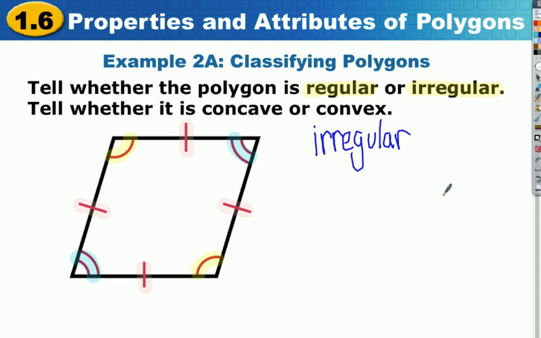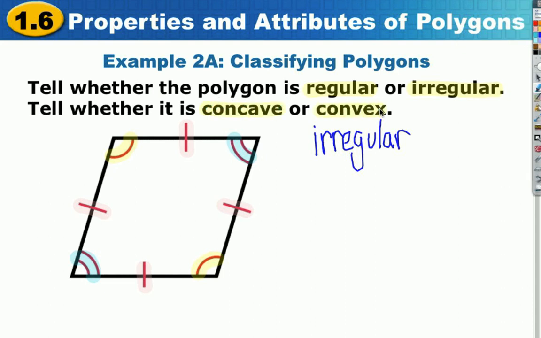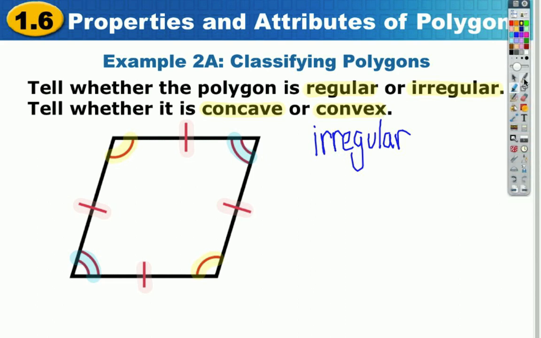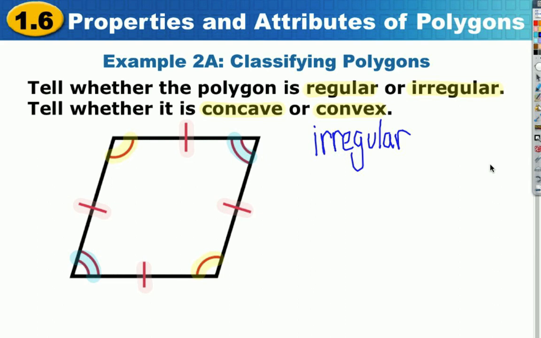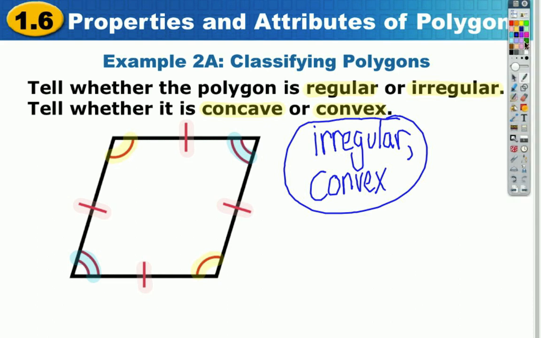Now we need to know if this is concave or convex. Is this concave or convex? Oh, we got some people who think they know. Jada, what do you think? Convex. Michaela, what were you going to say? Convex. Yeah, this is convex because there's nothing caving in, as I would say. Or technically, there's no diagonal that can be drawn on the outside.